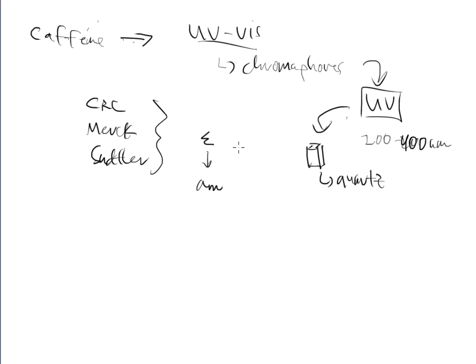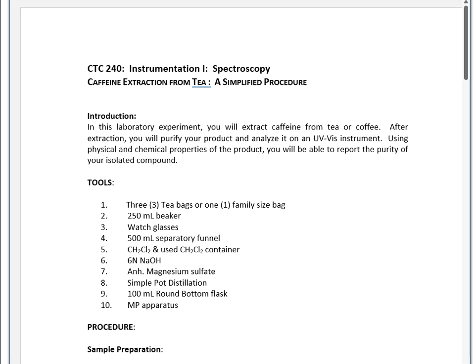Okay, so now that I've teed this up for you a little bit, we need to go through the procedure, and we need to talk about the processes that we're going to have to do before we even get to this point. The processes we're going to do to isolate that caffeine sample, so that we can clean it up and actually run it on an instrument.